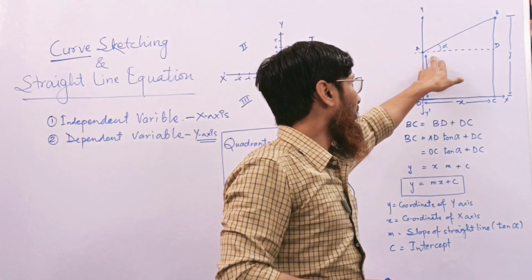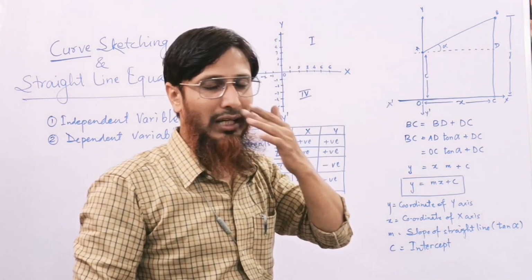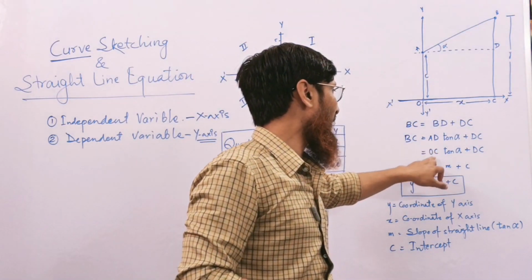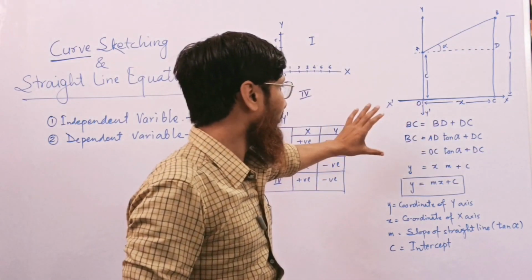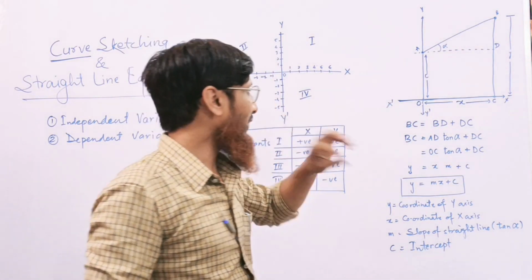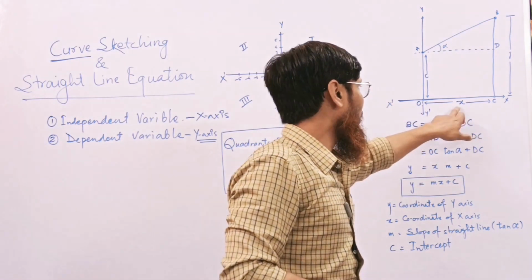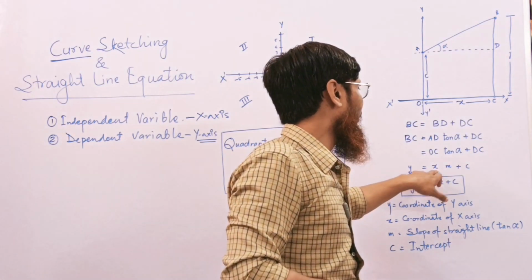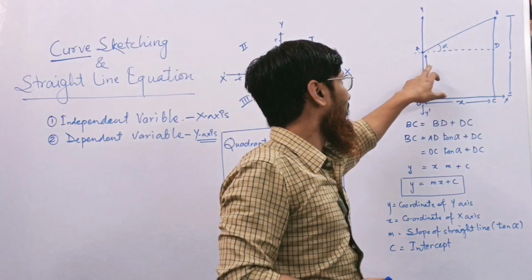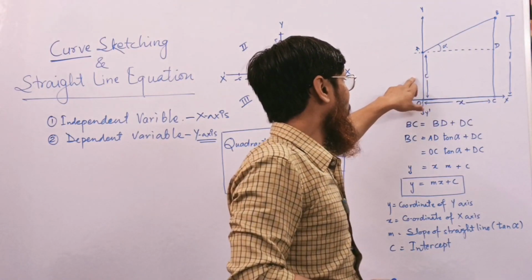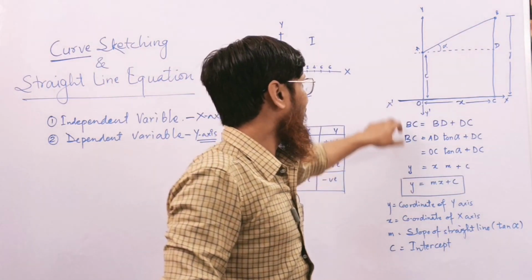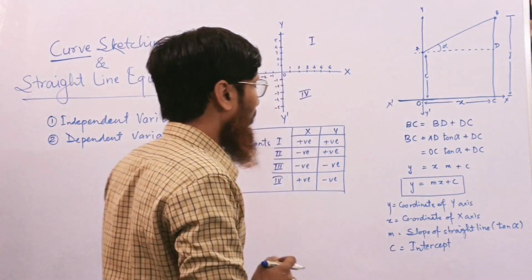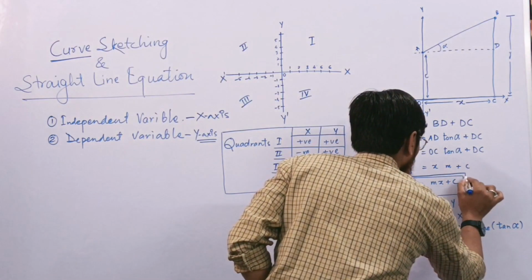Now, because it is a straight line and both are parallel to each other, AD would be equal to OC. So we can write it as OC tan alpha plus DC. Now considering the abbreviations, OC equals x, the coordinate on the x-axis, small x. We take tan alpha as m, and DC equals c. And BC would be equal to small y. So the equation is y equals mx plus c. This is the equation of a straight line.